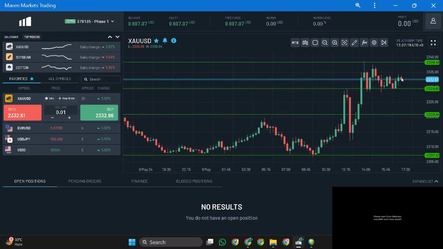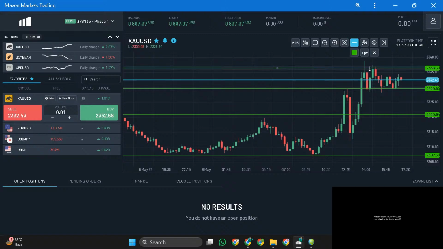So that's a moderate situation, not the best situation for sellers. It's always better to have some kind of, if the price comes to this particular level, then also that's fine. You can make a sell position here.